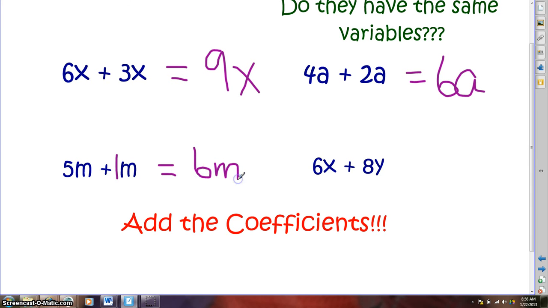And my last one, 6x plus 8y. These aren't like terms. This one has an x and this one has a y, so it just stays 6x plus 8y. It doesn't change. We can't combine them because they're not like terms. So we just rewrite it the way that it was to start.